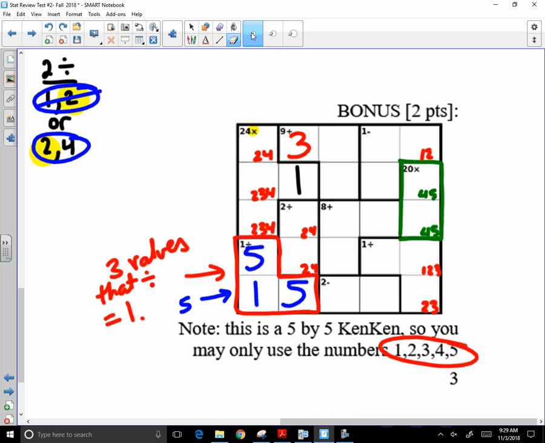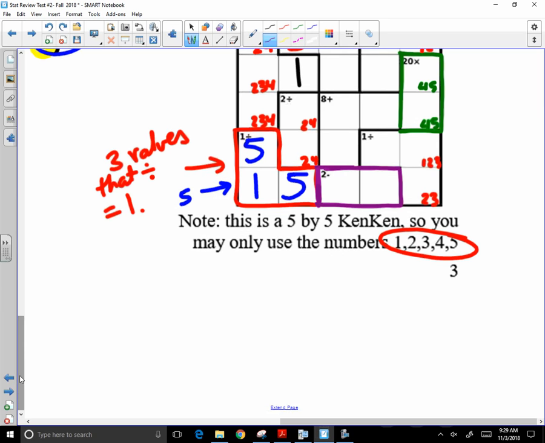Now, number sense will play a role here. If I'm looking at, let me get purple, this cage here, 2 with subtraction, and then just look at your domain. I'll just write them here: 1, 2, 3, 4, and 5. In that bottom row, the 1 and the 5 are gone. I've already used them. I need 2 numbers from whatever remains that are going to subtract to equal 2. What are they going to be? 2 and 4, right? So that means that this guy over here has to be a 3.